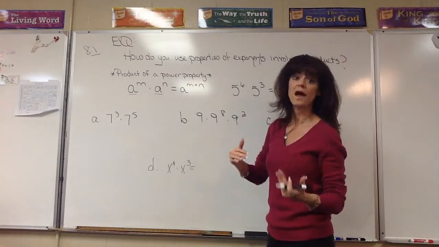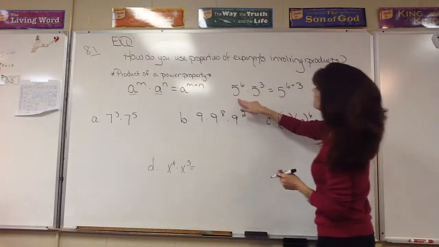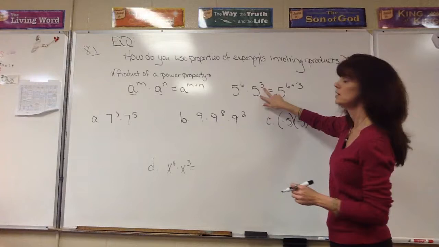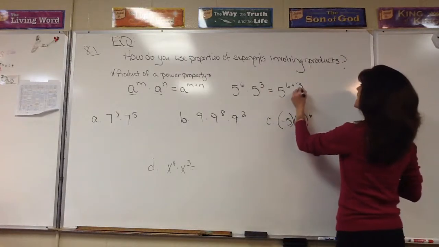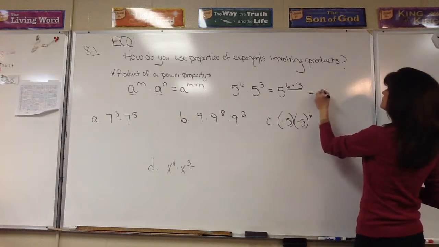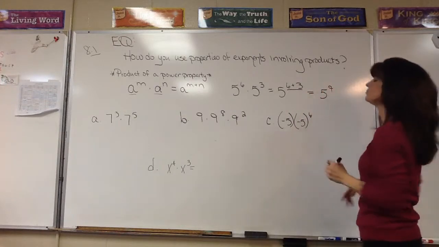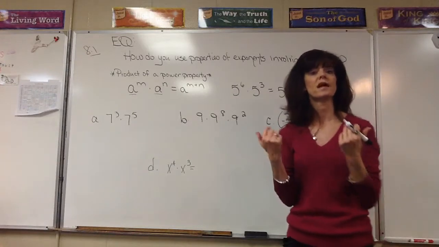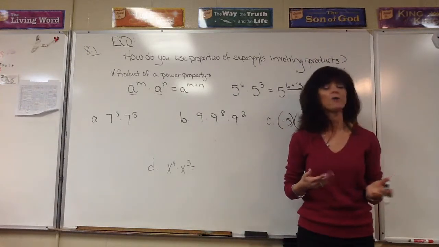Now let's look at that with a real number. Here we have 5 to the 6th power times 5 to the 3rd power. What we're going to do is add 6 plus 3, and your answer is going to be 5 to the 9th power. And then of course you can put that in your calculator if they ask you to evaluate that out.